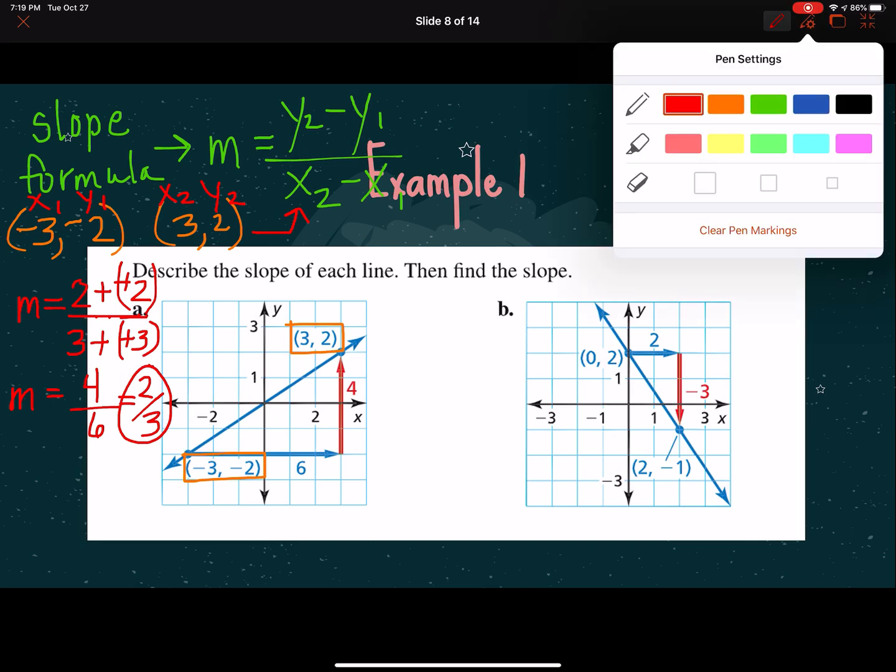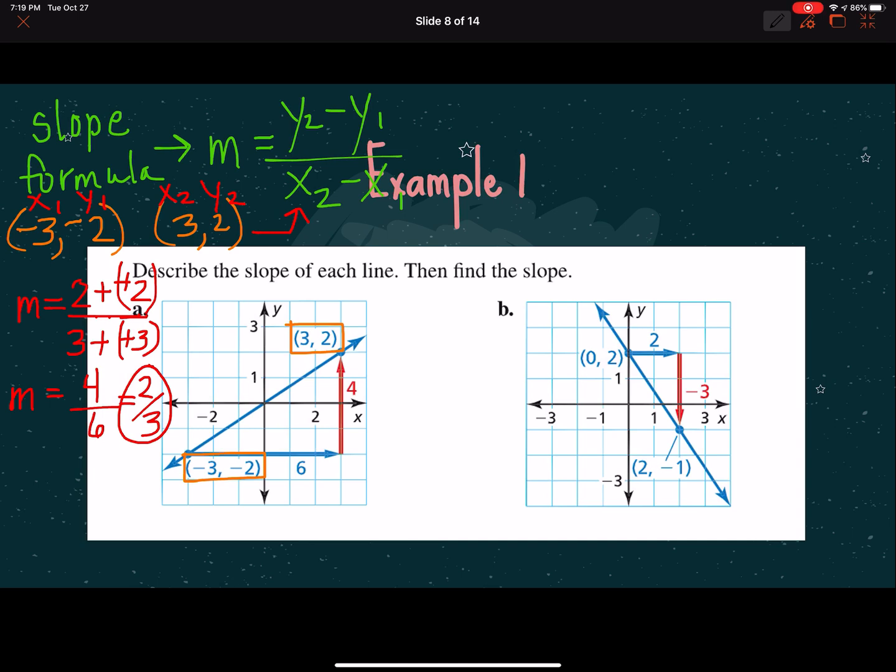Now I'm going to show you another strategy, and that is if you have a graph, you can count slope. So this first point over here on the left to this second point over here on the right, I'm going to count from the left point to the right point. And I'm going to see what's going on in my y compared to my x, just like I calculate the difference in slope. So we're using the change in y compared to the change in x.